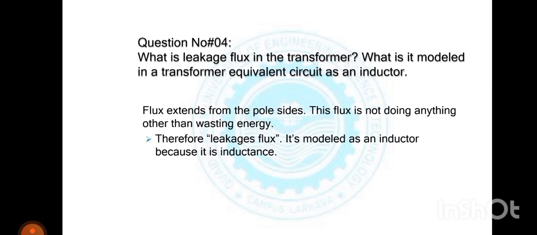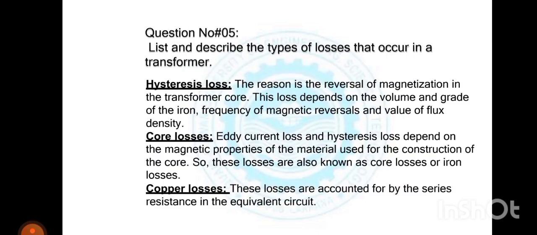Question number 4. What is leakage flux in the transformer? How is it modeled in a transformer equivalent circuit as an inductor? Flux extends from the pole sides. This flux is not doing anything other than wasting energy. Therefore, leakage flux is modeled as an inductor because it is inductance.